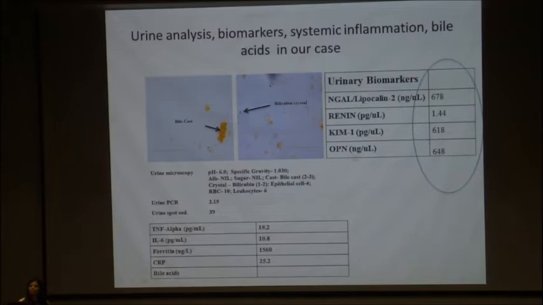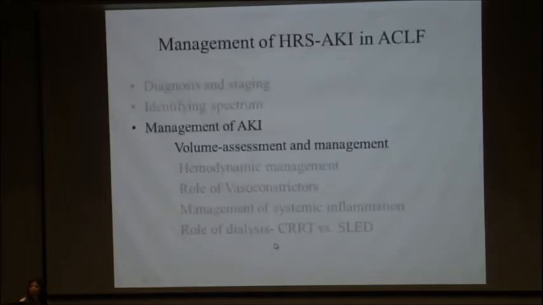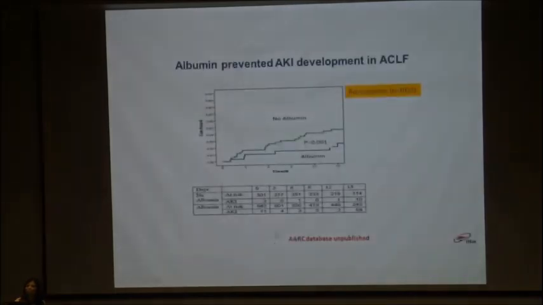The KIM1 was high and the OPN was high. The urine PCR was high. The spot sodium was 39 in this patient. And all the inflammatory biomarkers were elevated. So we go on to the management, and this is again the data from ARC, where we showed that albumin could be one therapy to prevent AKI development.